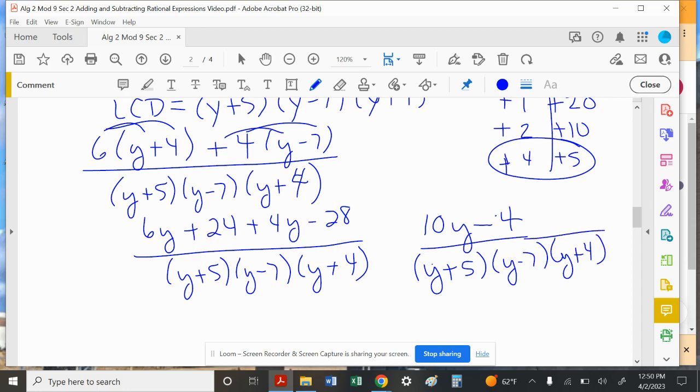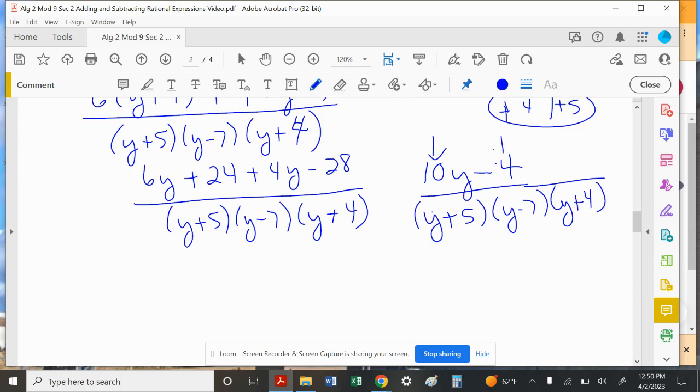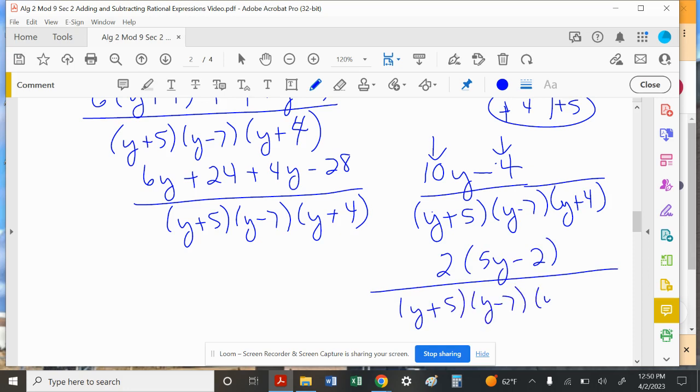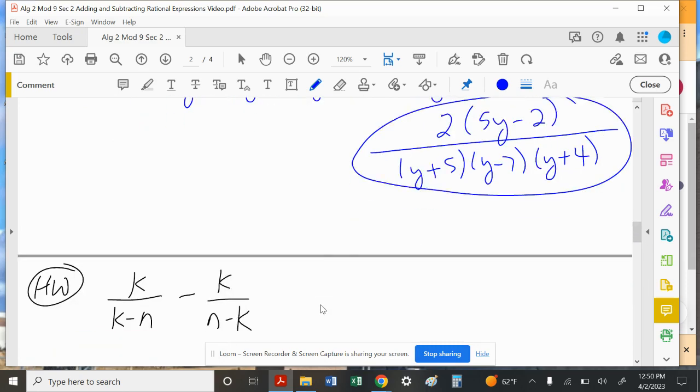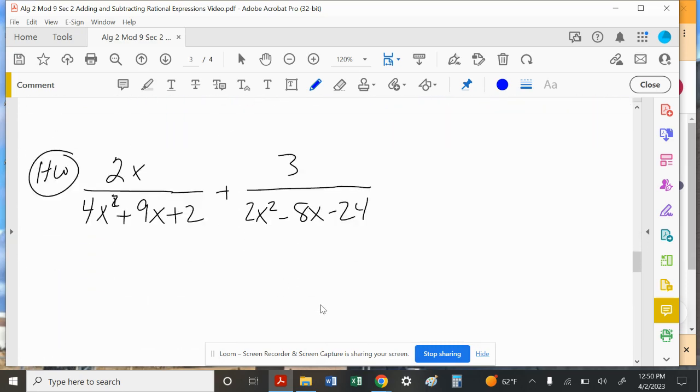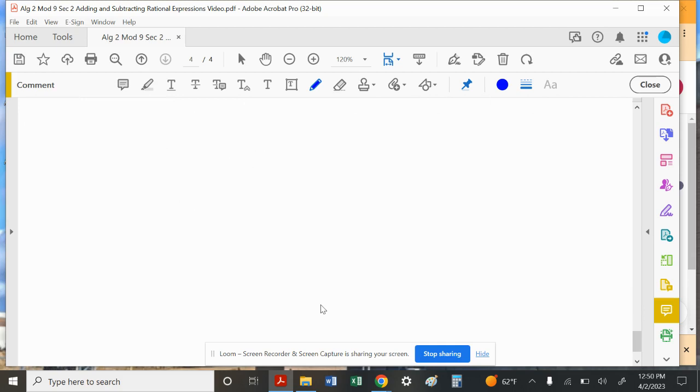We try to factor the numerator. I can take out a 2. So notice that I have a 10 and a 4. The only common thing to those is a 2. So I'm going to take out 2. I'm going to end up with 5y minus 2 all over y plus 5, y minus 7, and y plus 4. And notice now we would check to see if we can cancel anything, and we cannot. So therefore, that would be my complete and final answer. Okay. So I think we only have 3 more problems.